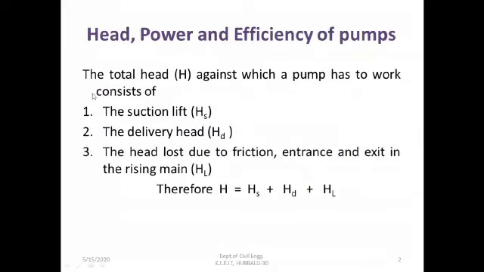So first thing is how the total head is calculated or worked out. It is the sum of three different heads: the suction lift, denoted by HS, the delivery head, denoted by HD, and the head loss due to friction at the entrance and exit in the rising main, denoted by HL. Therefore, the total head H is equal to the sum of the suction head, the delivery head, and the head loss due to friction.